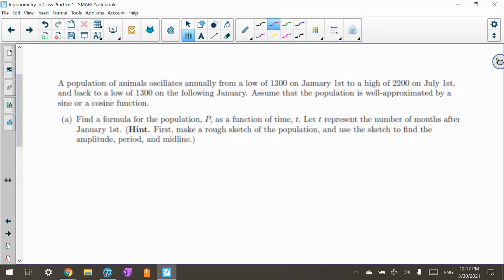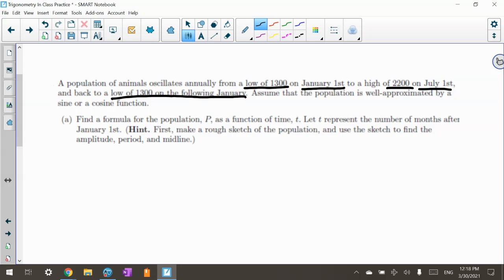So I have a population of animals that oscillates annually. Oscillates means it goes up and down annually from a low of 1,300 animals on January 1st to a high of 2,200 animals on July 1st, back down to a low the following January. Assume that the population is well approximated by a sine or a cosine function.